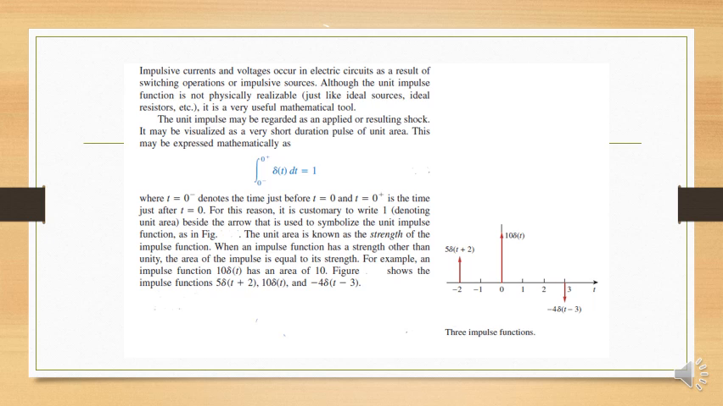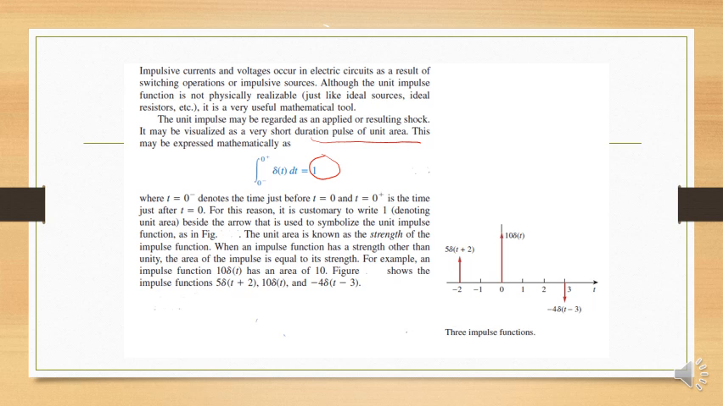The unit impulse may be regarded as the applied or resulting shock. It may occur due to some resulting shock. And the most important thing is that it is for a very short duration, a very short impulse. If we integrate it, we get a value of 1. You must know the derivative results and the integral results of all these three functions.